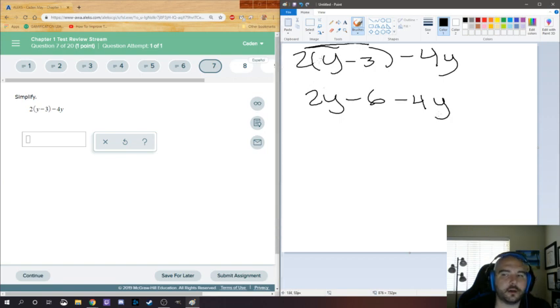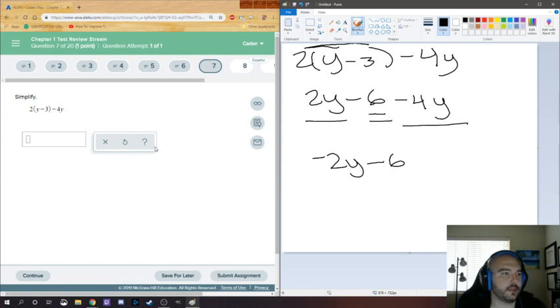Please, please, please, 100% make sure you distribute the 2 to each piece. A lot of people I saw were forgetting to do it times both things in the parentheses. It's got to be both. Okay, then we got some like terms. Negative 4y and 2y together make negative 2y. And then the negative 6 didn't have anything to go with, so it's just off on its own. So there we go. I'll put this off on the side.